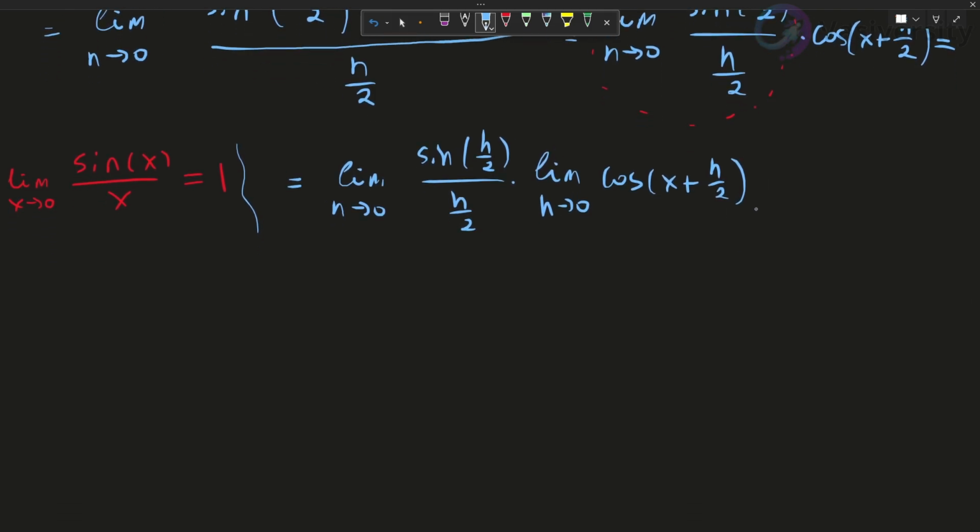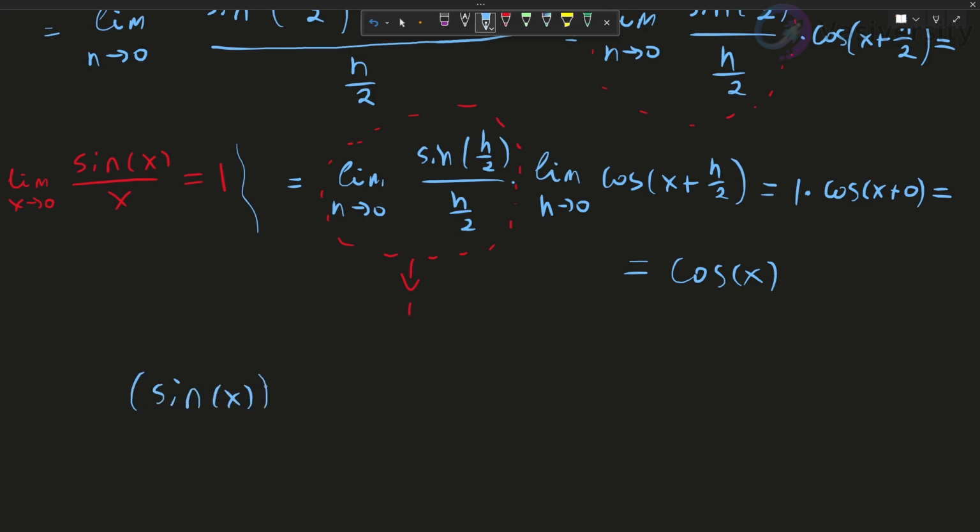Okay, so by using the special limit, which we know, that one will become 1, and this becomes 1 times cosine of x plus 0, which is equal to cosine of x. So that means the derivative of sine of x is going to be equal to cosine of x. Sine of x prime equals cosine of x.